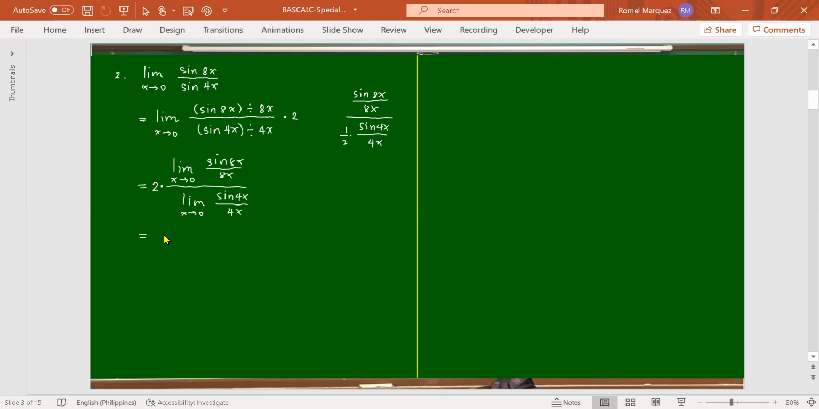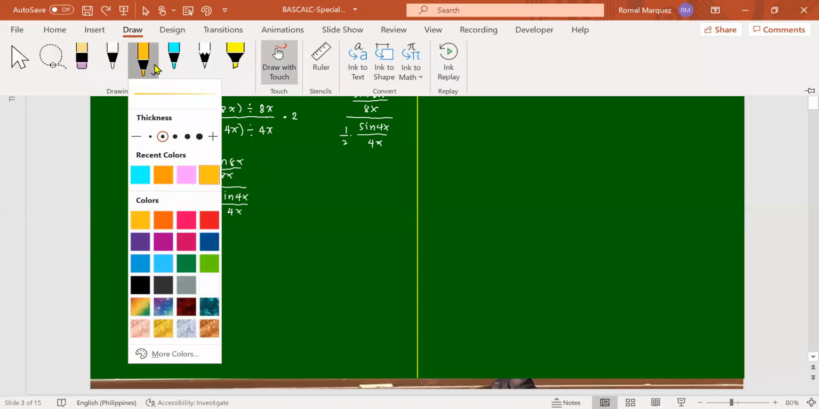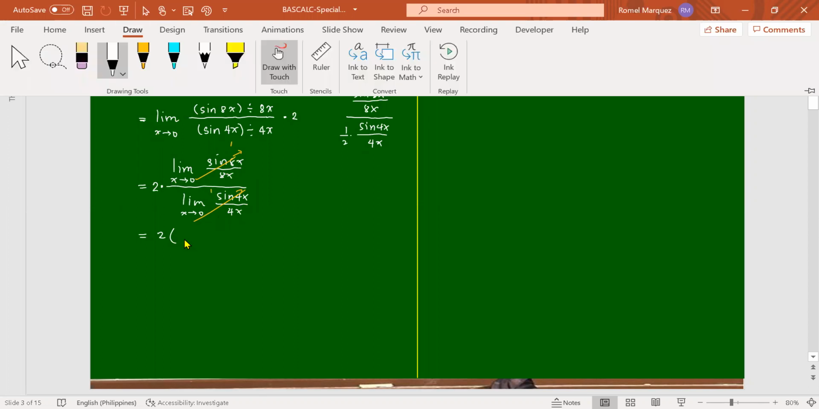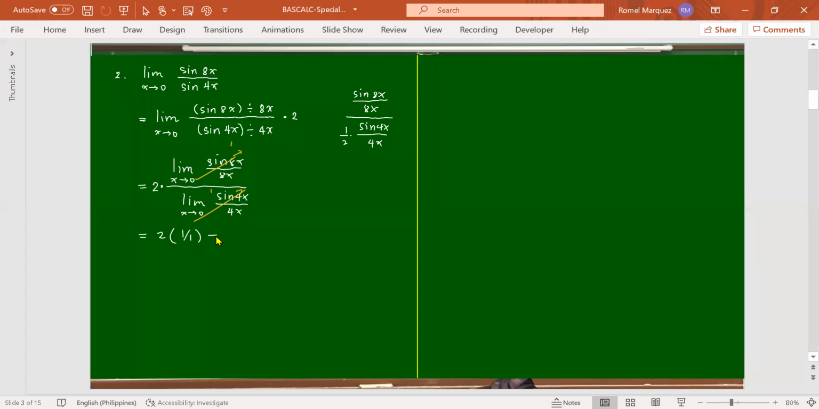But we have already a formula that I wrote. Sine bx over bx as x approaches 0. So this is equal to 2 times. This is 1. This is also 1. No? Guys? This is 1. Yan, that is 1. This is also 1. So therefore, we have 1 over 1 and that is equal to 2. Okay?